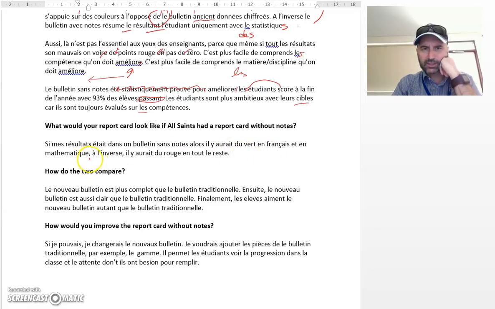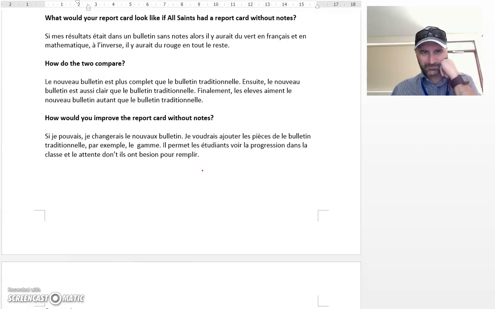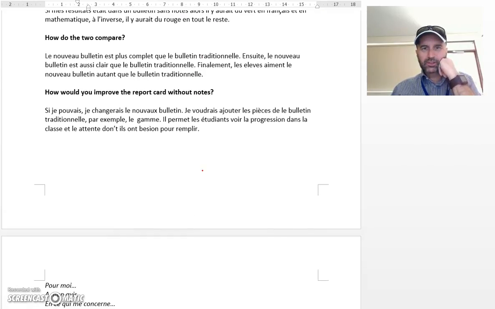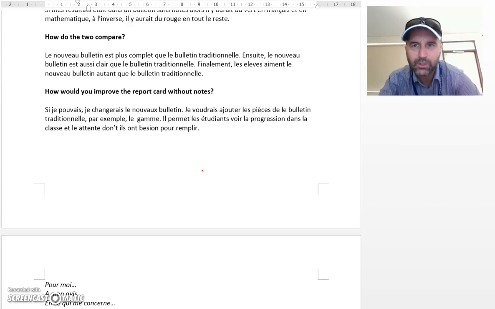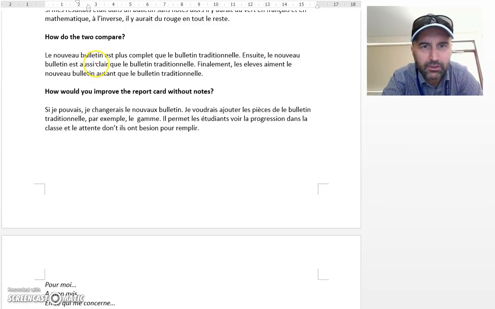et en mathématiques. À l'inverse, il y aurait du rouge en tout le reste. Ok, why not? Le nouveau bulletin est plus complet que le bulletin traditionnel. So remember, we have a section where we compare. So that's why you could use that. Est plus complet que le bulletin traditionnel. Ensuite, le nouveau bulletin est aussi plus clair. Careful. Plus clair que le bulletin traditionnel.